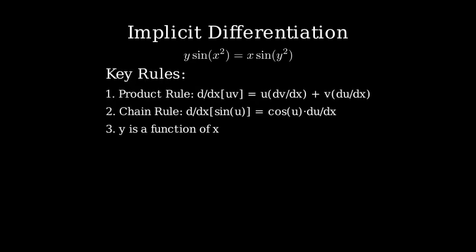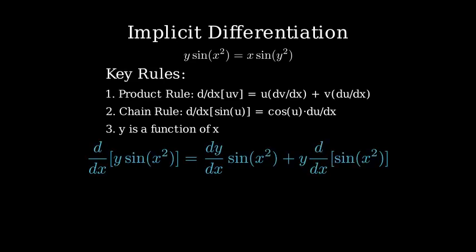First, let's recall that when we differentiate implicitly, we need to use the product rule and chain rule, and remember that y is a function of x. Let's start with the left side. We need to differentiate y times sin(x²).